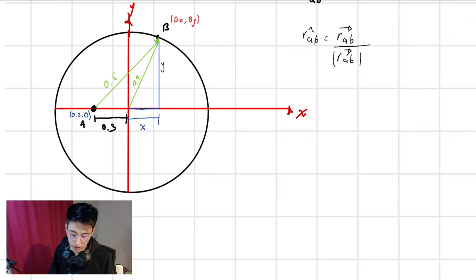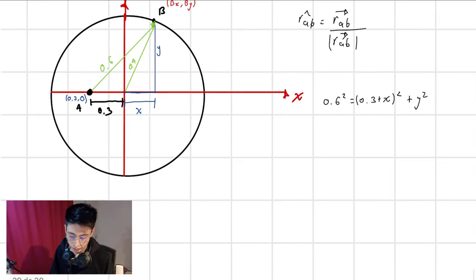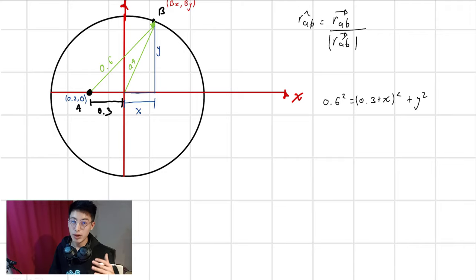Now, regarding the first triangle that I mentioned, this one. Using Pythagoras, I can say that 0.6 squared is going to be equal to (0.3 plus x) squared plus y squared. If you didn't understand the equation that I just did, please pause the video and you will understand it, just taking into consideration this triangle. Basically, the hypotenuse squared is going to be equal to the two cathetus, each one squared, added together. So this is the equation that I have right here.